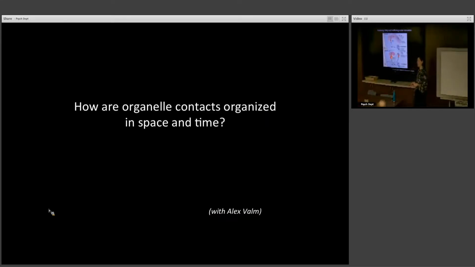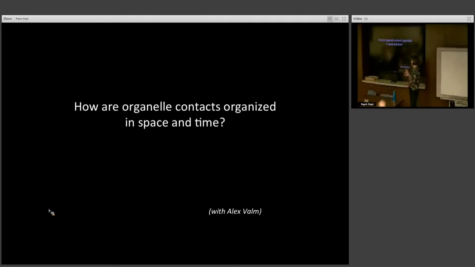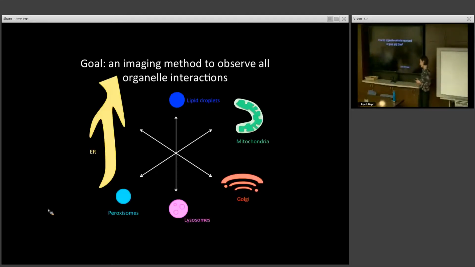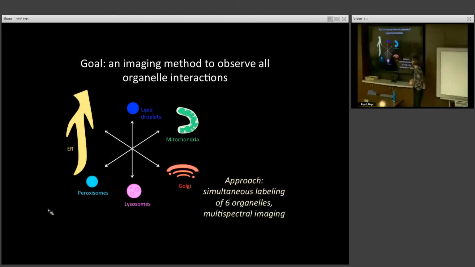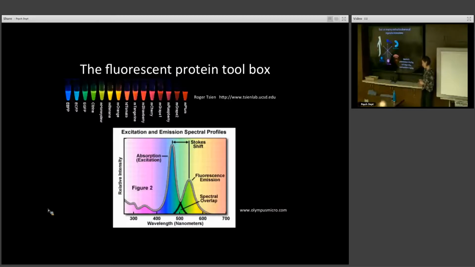Okay, next part. For the next part of the talk, I'm going to be talking more generally about how organelle contacts are organized in space and time, and this was done together with Alex Valm, who's an expert in linear unmixing algorithms for spectral imaging. Our goal here was to develop an imaging method to observe as many different organelle interactions at once as possible. To do this, we simultaneously labeled 6 different organelles and then used multispectral imaging.